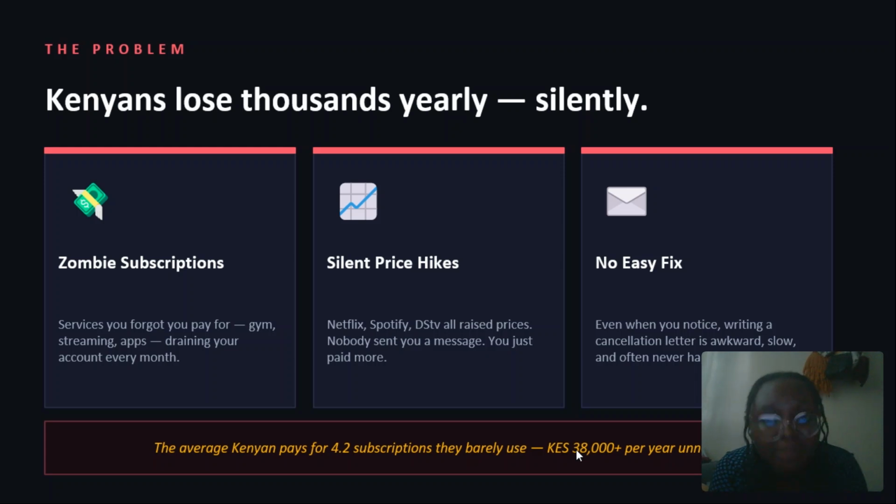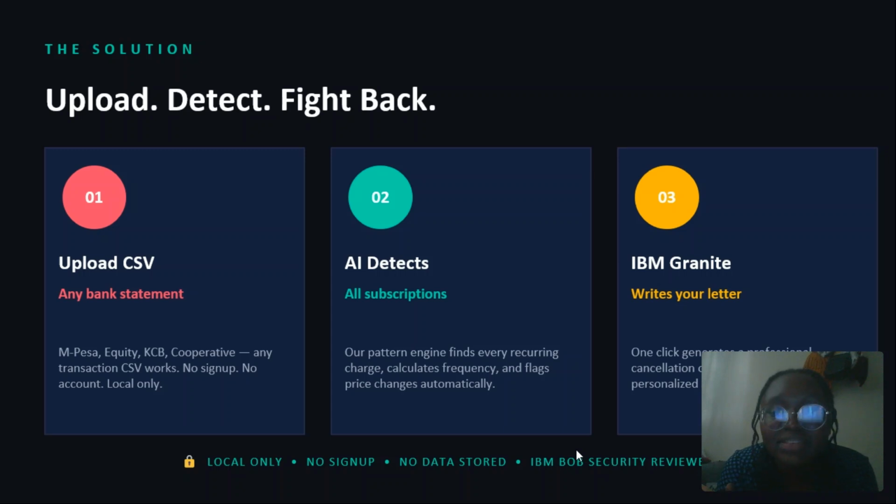We saw this problem and we realized there's a solution that we can give. So Subleech has three major layers. First, uploading a CSV of your bank statement. Number two, the AI detection layer. The pattern engine that we have created finds recurring charges, calculates frequencies, and flags price changes automatically. Then number three, IBM Granite.